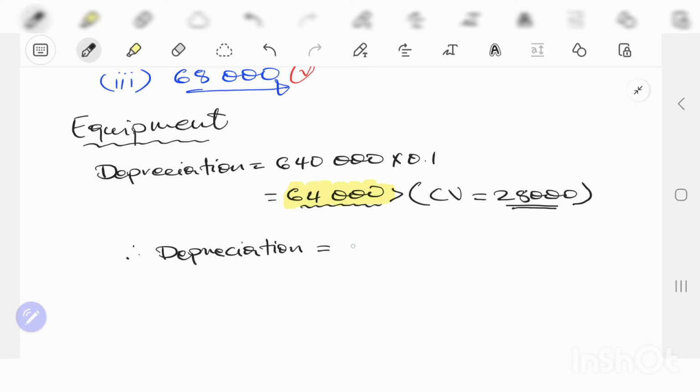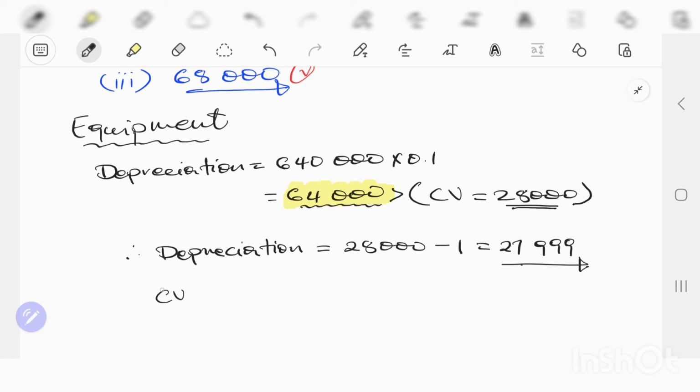So you will say 28,000 minus 1 is going to give you 27,999. And so this is going to be our depreciation for the year. So let's calculate the carrying value of this asset.